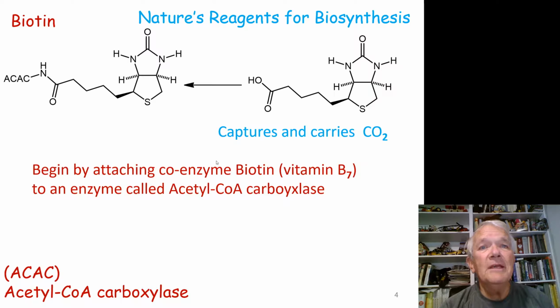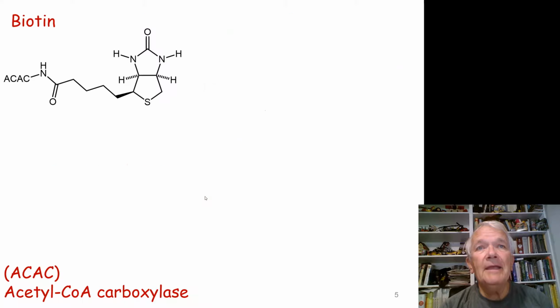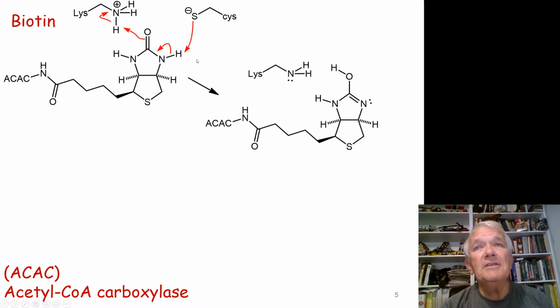The way this works is we start by attaching the coenzyme biotin, it's also called vitamin B7, to an enzyme called acetyl coenzyme A carboxylase. And so we've got it attached, it's over here. Now what we do is we do a little acid-base chemistry, and of course this will all be taken care of in an enzyme, so enzymes can play around with acids and bases at the same time, something you can't really do in solution. But the carbonyl picks up a proton at the same time as the NH delivers a proton to the S-, and this gives you essentially the nitrogen analog of an enol.